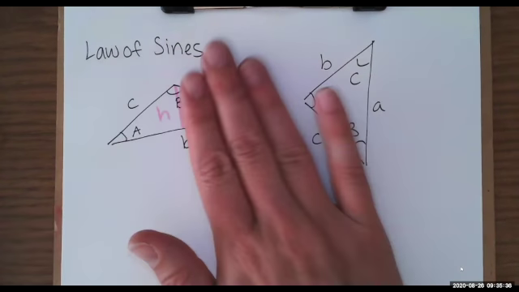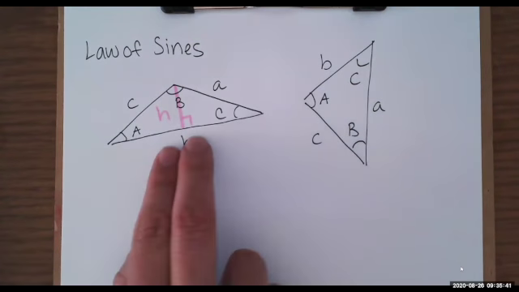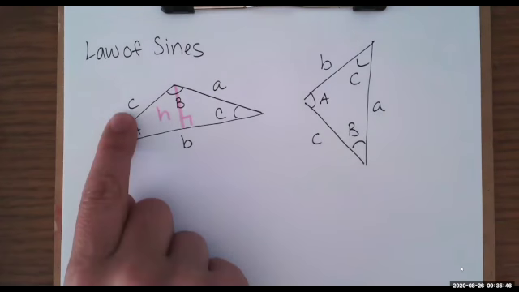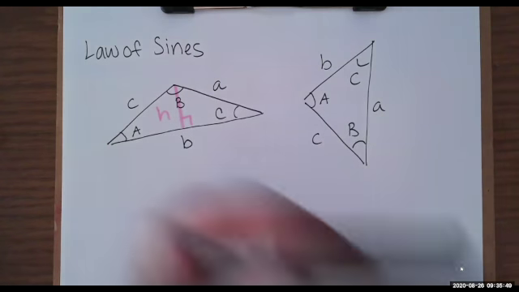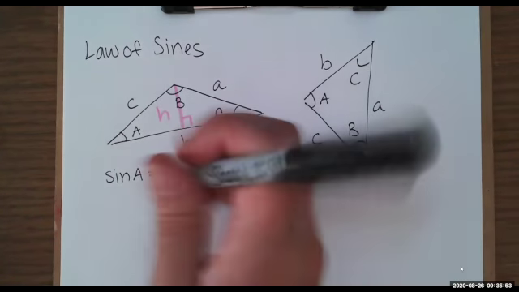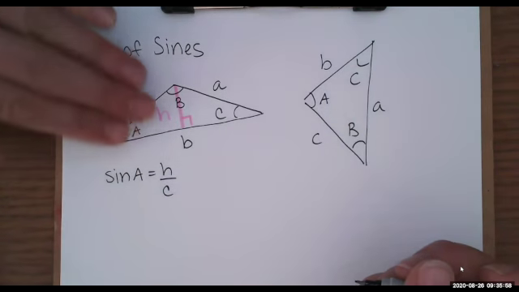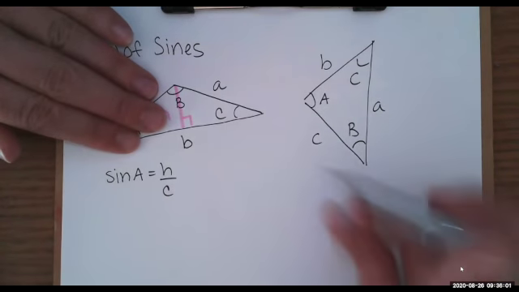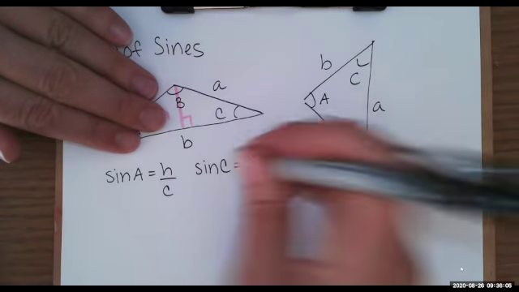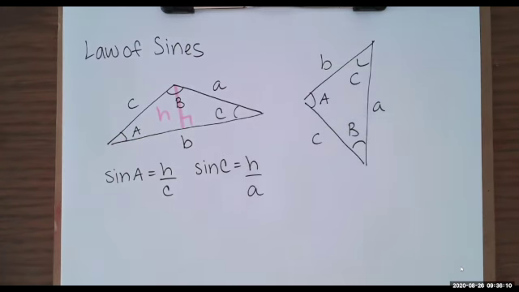So first let's look at this one on the left. B is split up, so we don't know what part of B is on either side of this height, but the sides we know are H and C. So I'm going to set up sine of angle A is equal to the opposite, which is H, over the hypotenuse, which is C. Now let's look at this triangle on the right, and we see that sine of angle C is equal to the opposite, which is H, over the hypotenuse of that triangle, which is A.